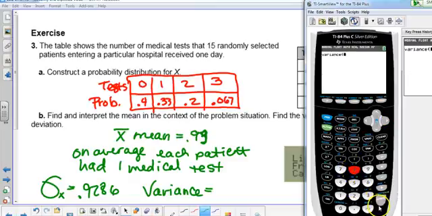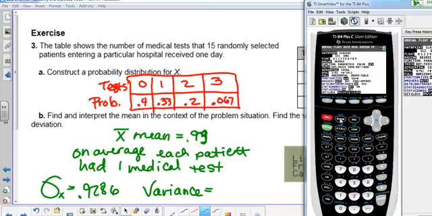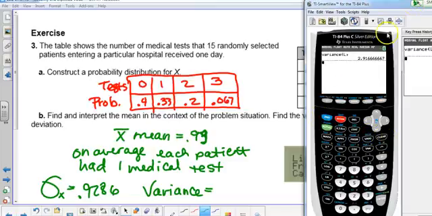Be faster just to square the standard deviation. I'm thinking, what do you think? By a million years? That's not right. Okay. Apparently none of my attempted methods are working. 0.9286 squared was, all right, moving on, since I wasted time.